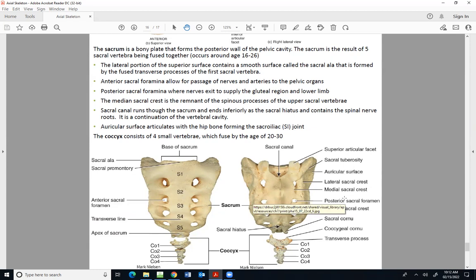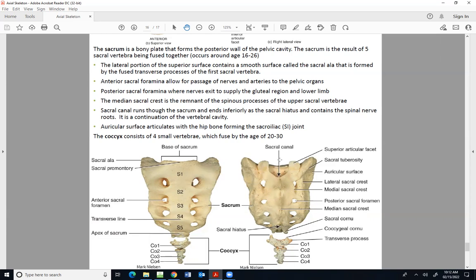I didn't make these things up. So make sure you can identify anterior sacral foramen, posterior sacral foramen. All right, let's highlight the sacral canal, something else that's only visible in the posterior view.